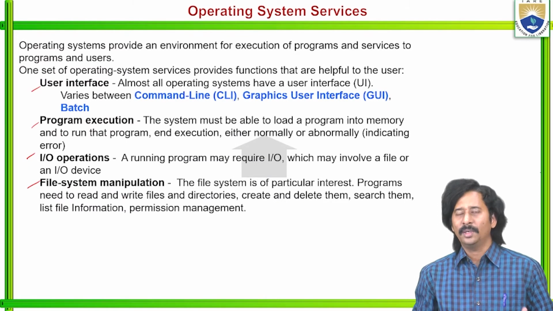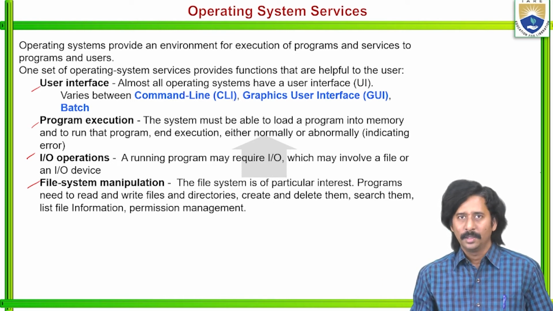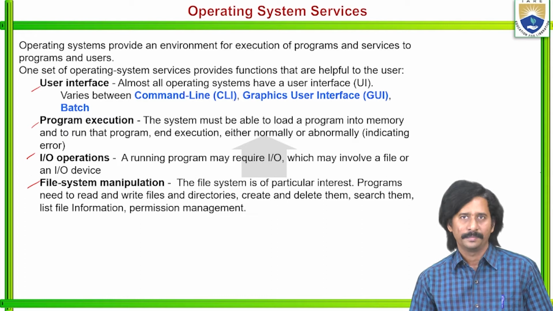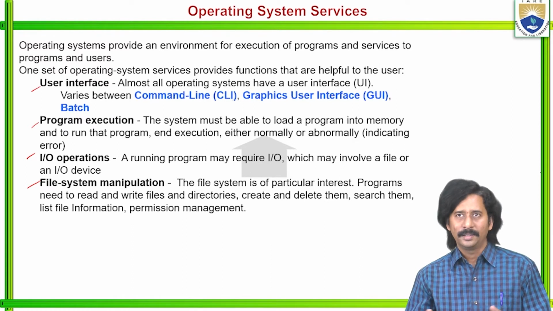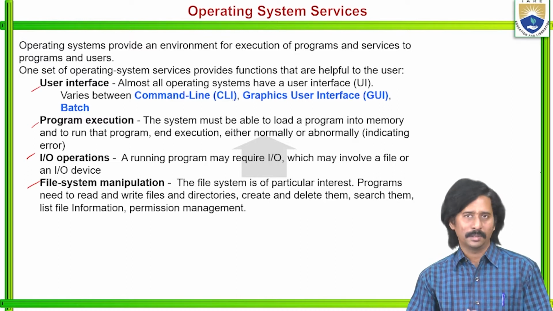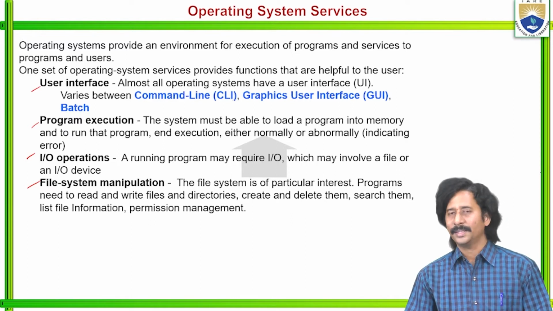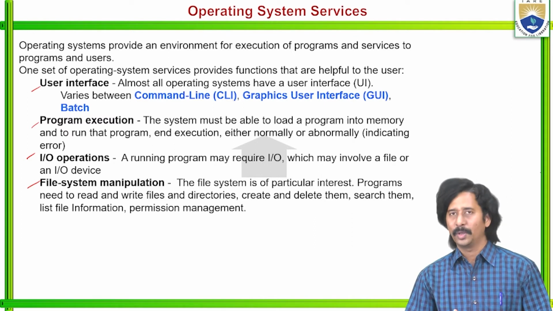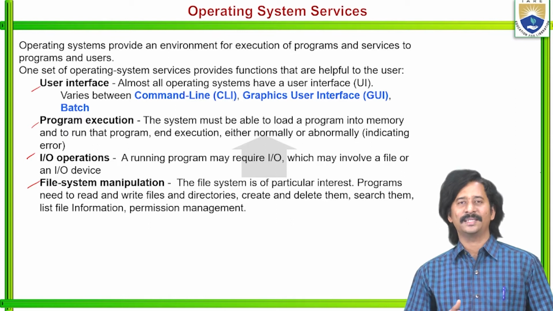User interface. The definition itself specifies that the operating system acts as an interface between the user and the system hardware. Almost all operating systems have a user interface, though these may vary depending on the operating system. They may be classified into command line interface and graphical user interface. Well-known examples of command line interface are MS-DOS and the UNIX operating system, whereas the best example of graphical user interface is the Windows operating system. User interfaces may vary between command line interface, graphical user interface, and batch systems.